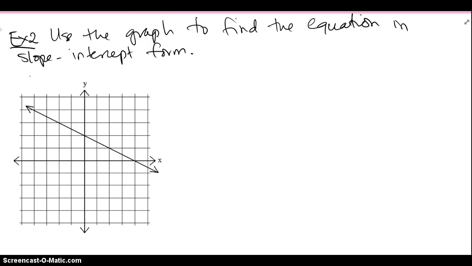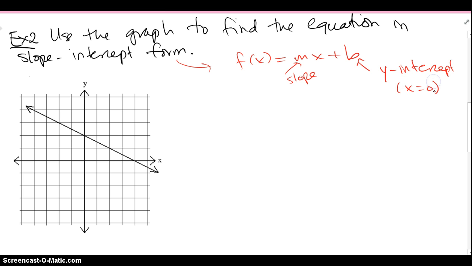Example 2 says use the graph to find the equation in slope-intercept form. So slope-intercept form is f of x equals mx plus b, where m is the slope or the rate of change, and b is the y-intercept, which is associated with the x value of 0. I'm going to use their variables. They're just calling it y, so I'll call it y equals mx plus b.